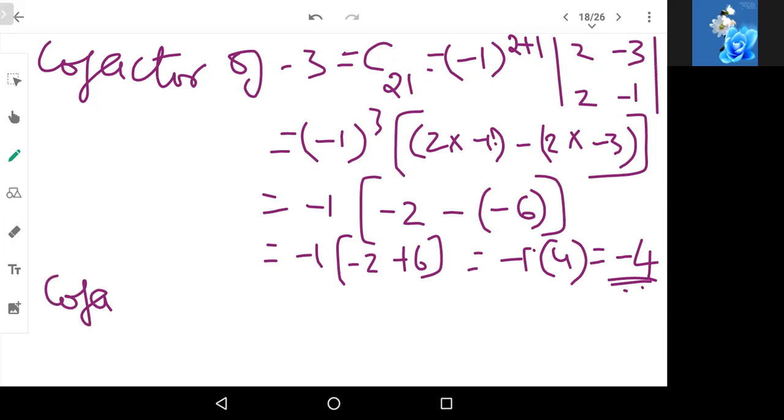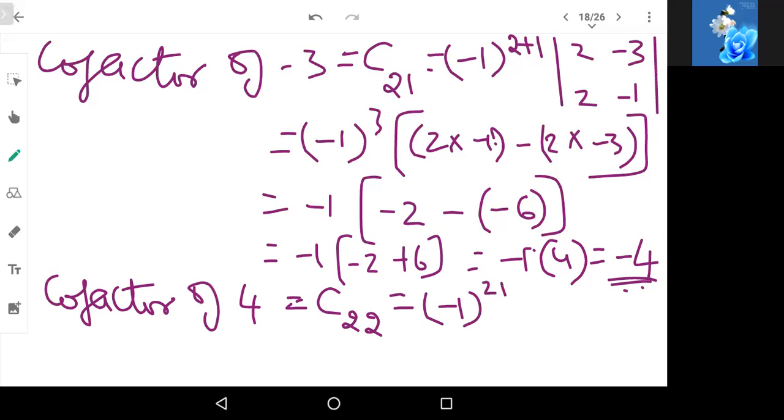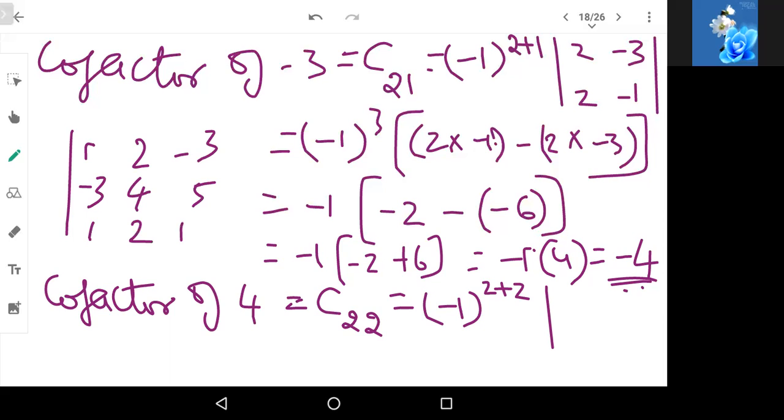Then cofactor of 4 is equal to second row, second column. So minus 1 to the power second row plus second column into find the minor. Now the determinant is 1, 2, minus 3, minus 3, 4, 5, 1, 2, 1. Now, if you see here, we are finding the minor for 4. So, take out the second row and the second column. Once you take out the second row and second column, what is remaining? 1, minus 3, 1, and 1.